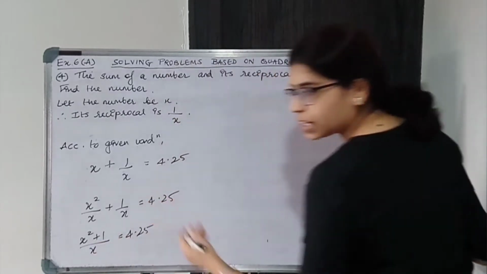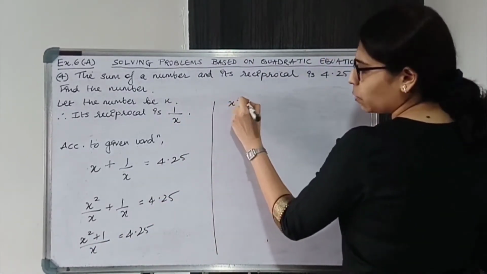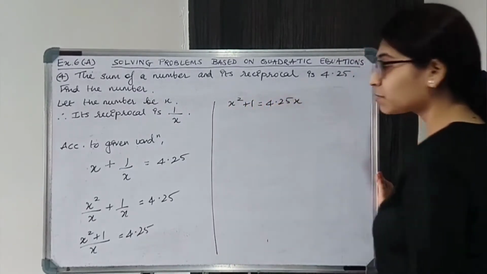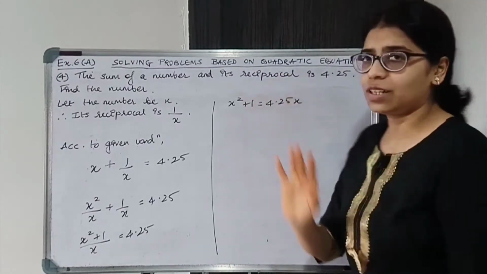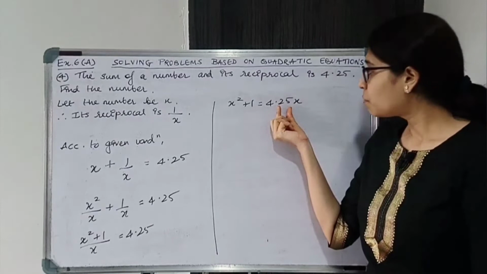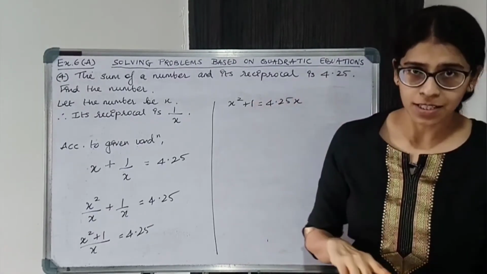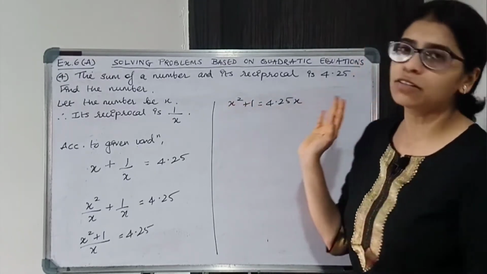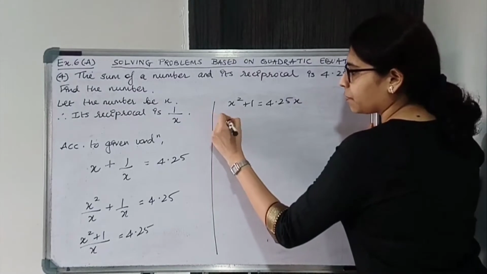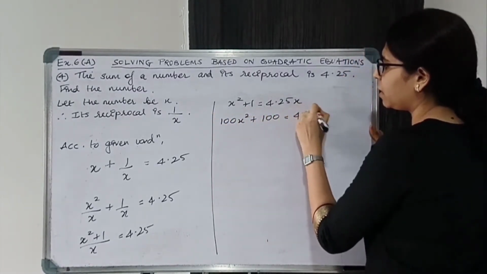So now I can shift x on the other side. So x square plus 1 is equal to 4.25x. Now we'll shift this on the other side, but यहाँ पे we have 0.25 decimal है. So what you can do is there are two ways. You can multiply by 100 throughout. So it will become 100x square plus 100 is equal to 425x.